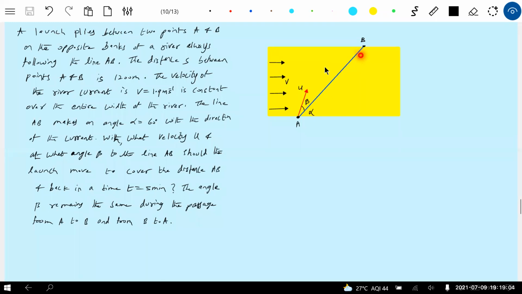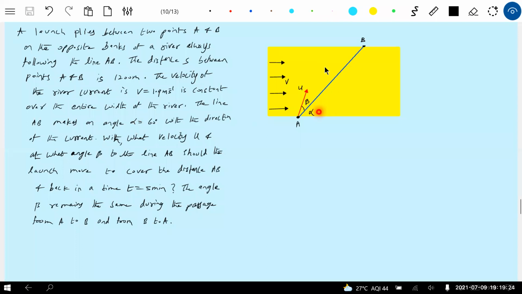The distance S between the points A and B is 1200 meters. The velocity of the river current is 1.9 meters per second. It's constant over the entire width of the river. The line AB makes an angle alpha of 60 degrees. This angle, this path, how much of an angle it will make with the river current, this we know, with the direction of the current.